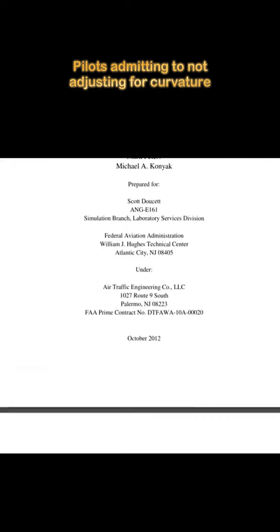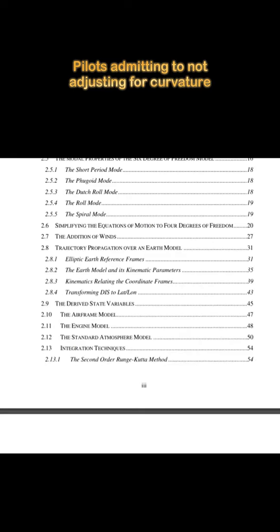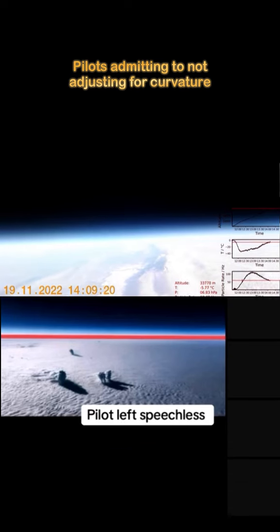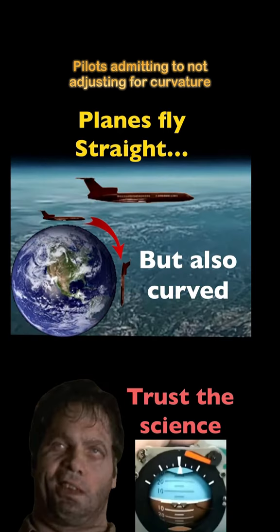The FAA trains pilots to assume a flat, non-rotating Earth and to ignore a gravity vector, even in the simulations that they use, because the Earth is flat and non-rotating. Here are several clips of pilots I've debated that admit they don't adjust for curvature and don't need to nose down.